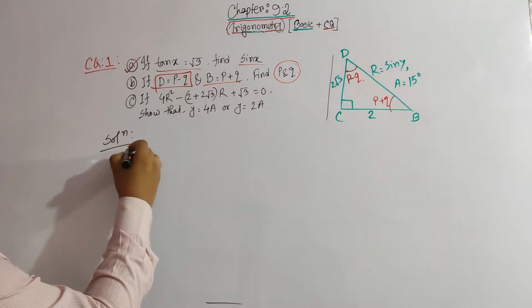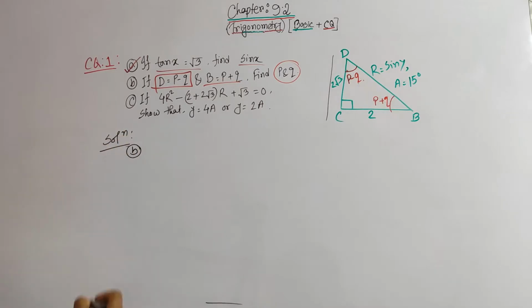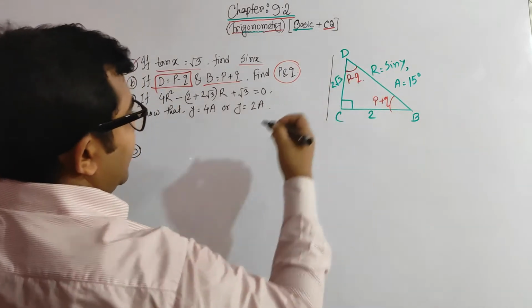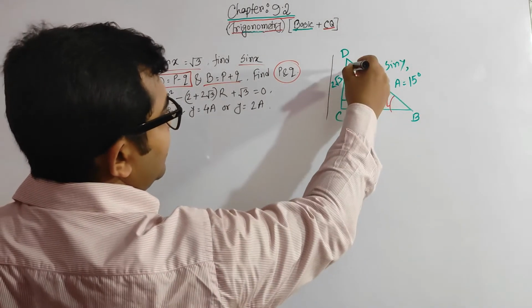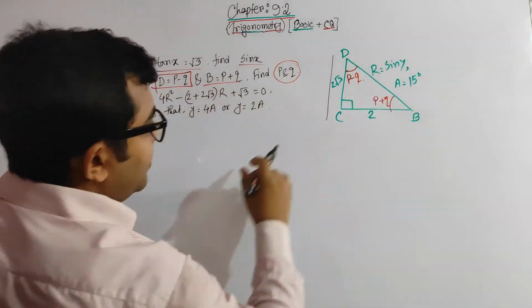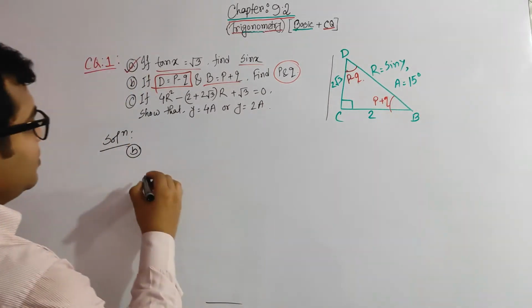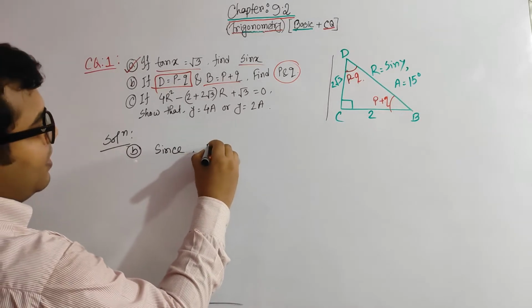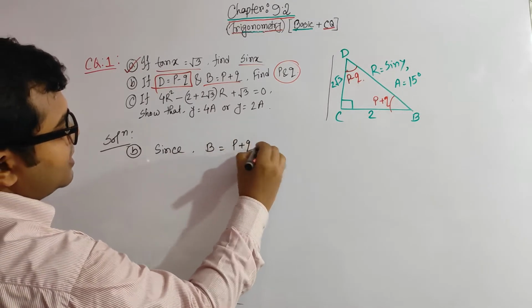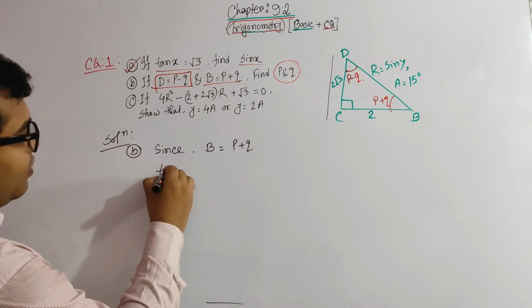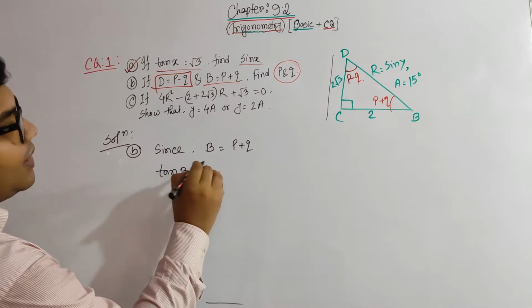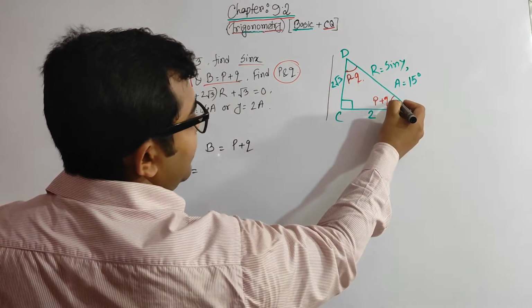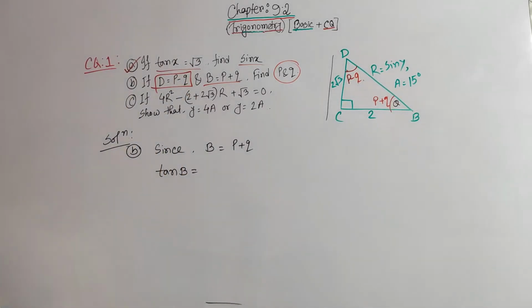We can solve it this way. Here, d is given as p minus q. First we can go for b. Since b equals p plus q, then we can go for tan b. Tan b, if our required angle is this, then which will be our height? This. And which will be our base? This.